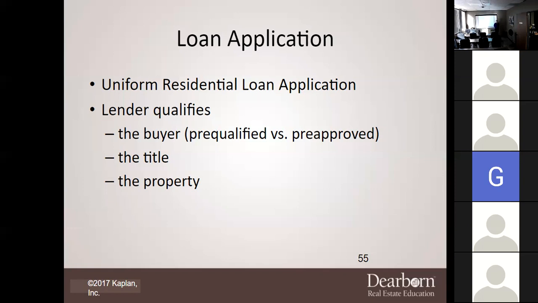In this situation, in regards to the loan application, when your client wants to get pre-approved, they have to complete that uniform residential loan application. The lender is then going to qualify that buyer.